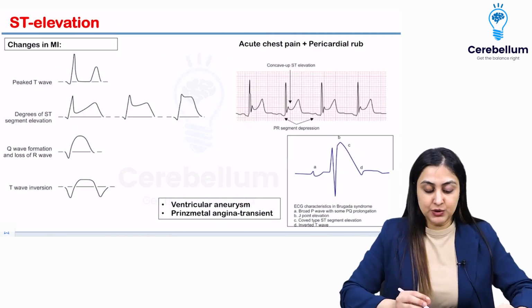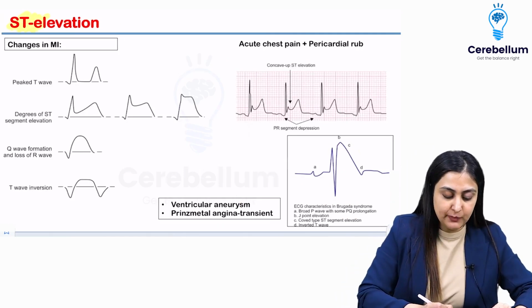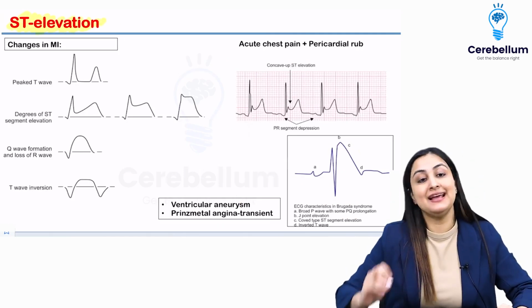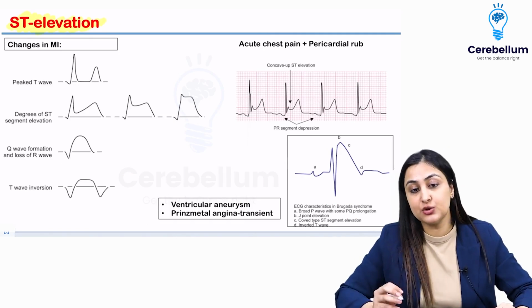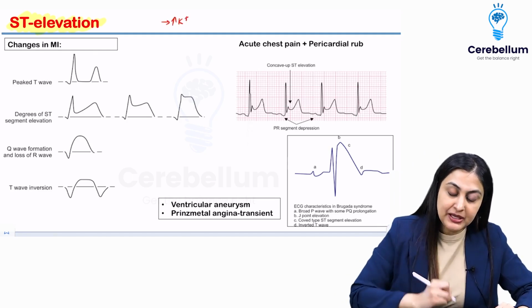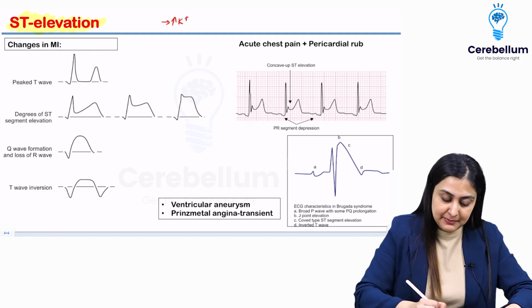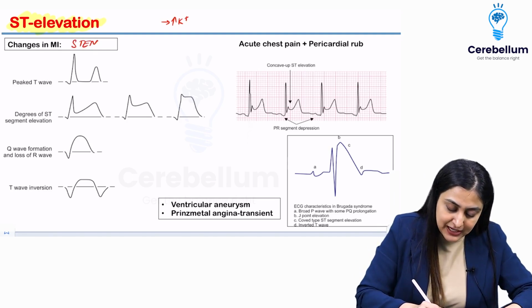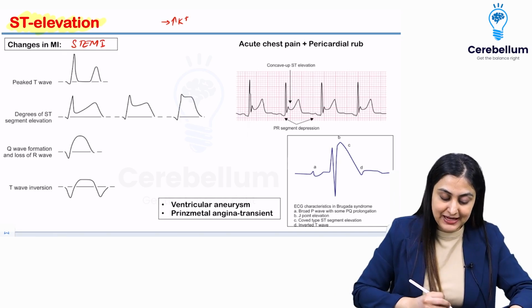So now that we know this, now we go on to the most important category, which is ST elevation. Do we already know one cause of ST elevation? Yes, we do. That is hyperkalemia, and we know it mimics the same as STEMI. So now let's do the changes in MI, that is STEMI.